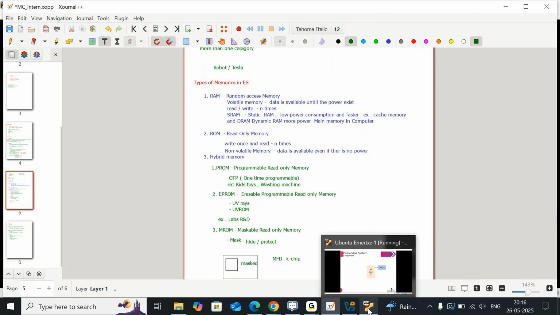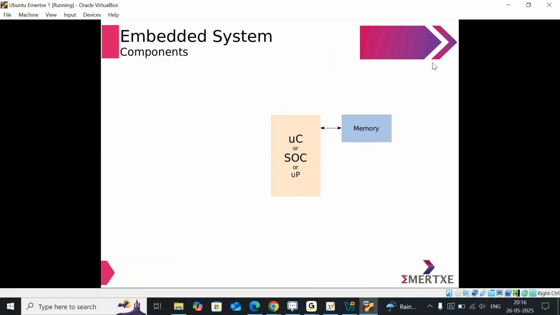Coming back, guys, please listen for a moment. I'm going to continue. We are discussing the components of an embedded system. We discussed different types of memory, and apart from this, as most of you have mentioned, sensors are also an important component. Sensors can be any type, maybe a temperature sensor, a humidity sensor, or an IR sensor. The sensor output can be analog or digital.